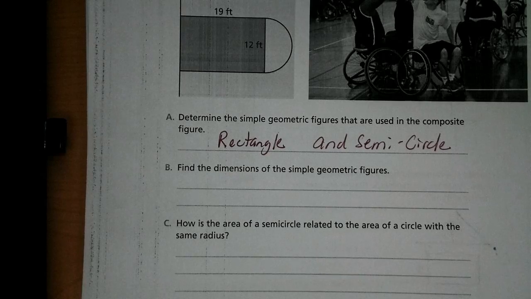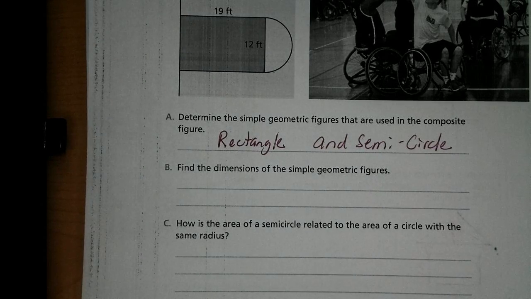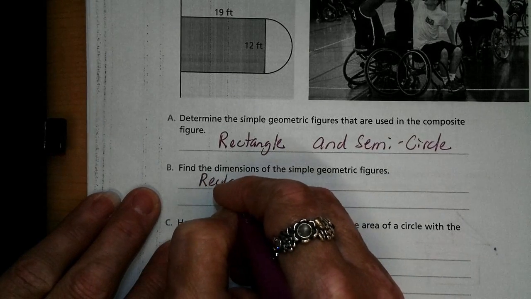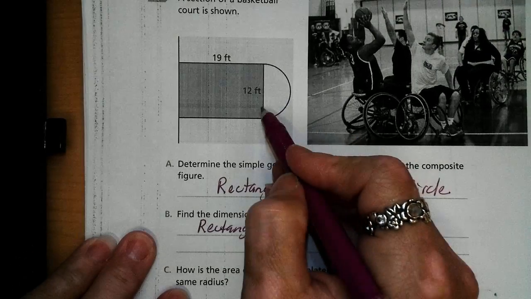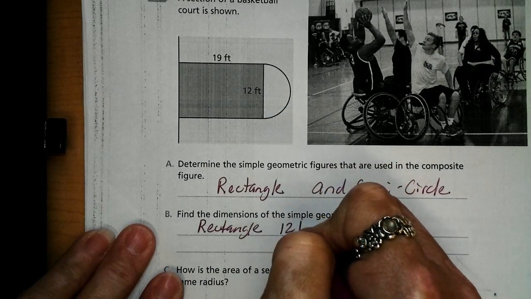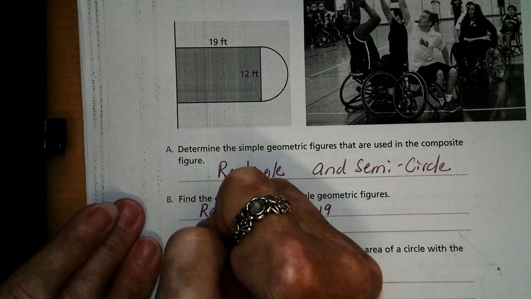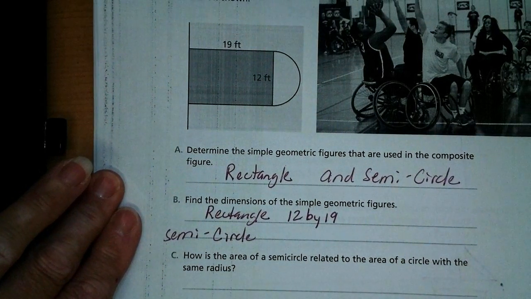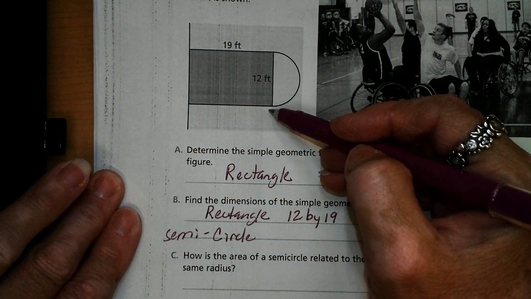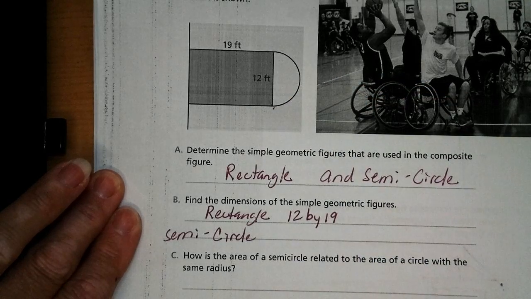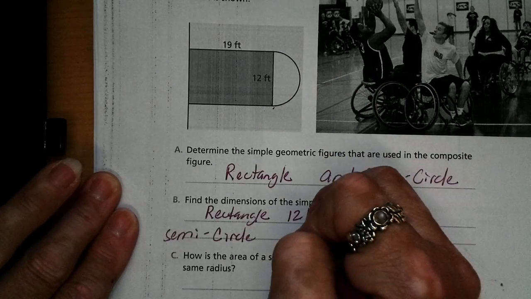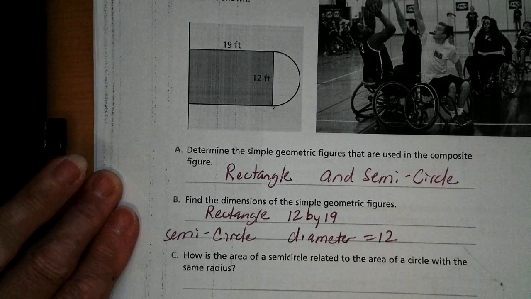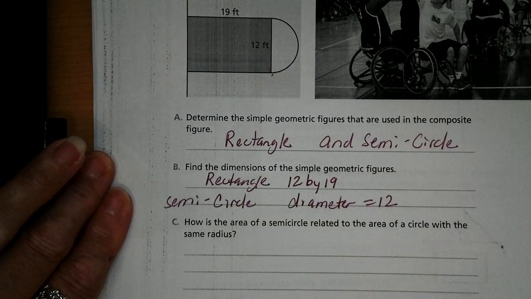Okay, find the dimensions of the geometric figures. So the rectangle would be a 12 by 19. And the semicircle would have a diameter of 12. Okay, and that's really all we need to find the area.